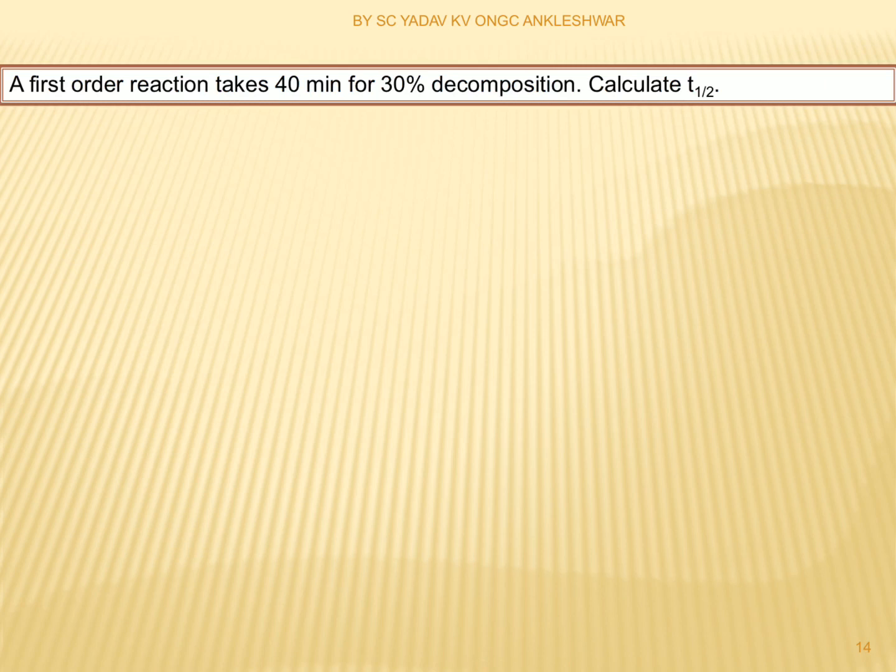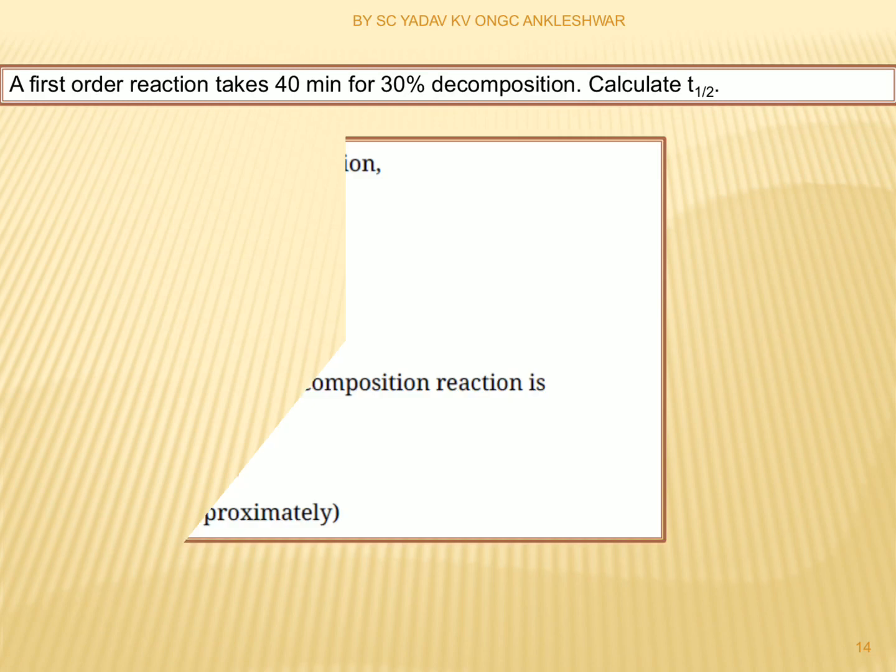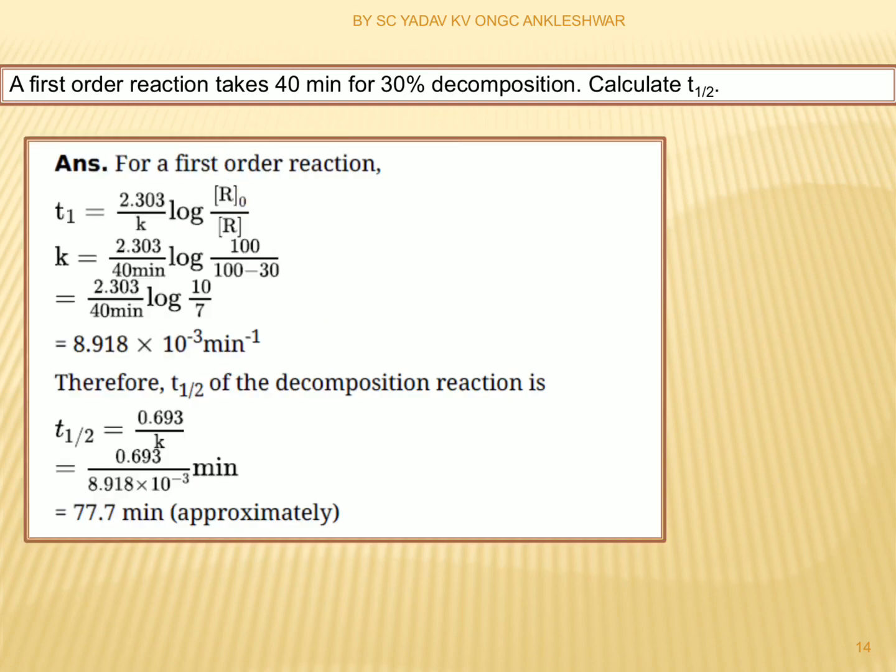Okay, so moving to the next part. A first order reaction takes 40 minutes for 30% decomposition. Calculate half life. Again see, 40 minutes for 30% decomposition. It means that 70% is remaining there. So in order to calculate the half life, first of all you will have to calculate the rate constant. So what will you do?